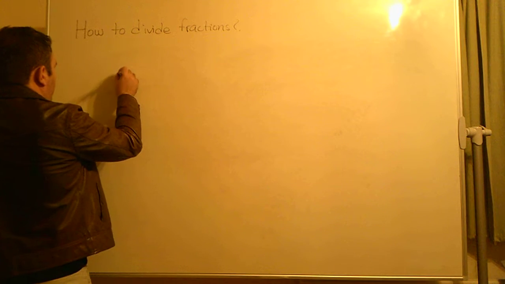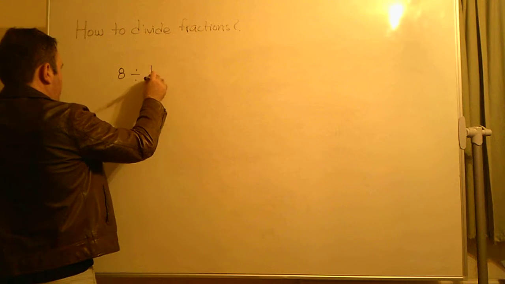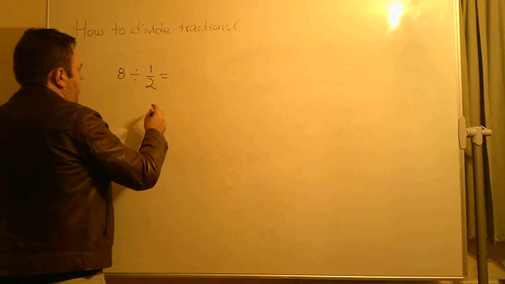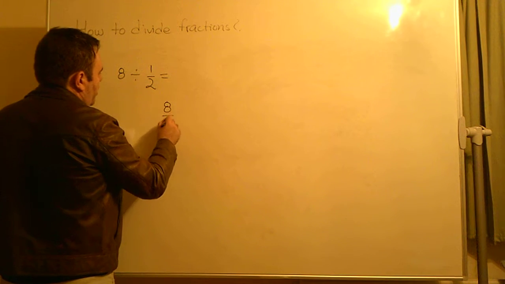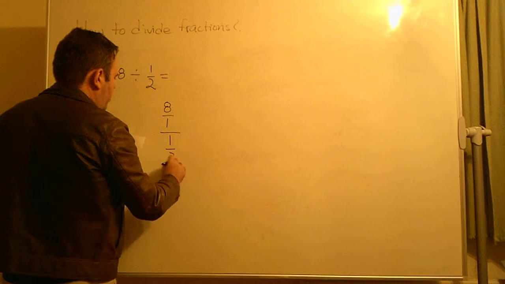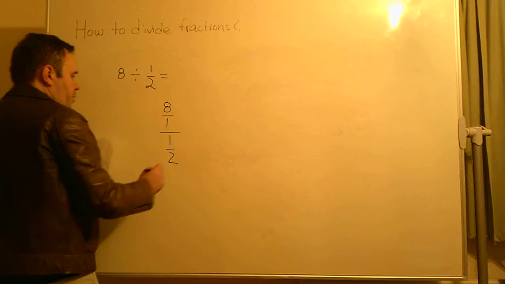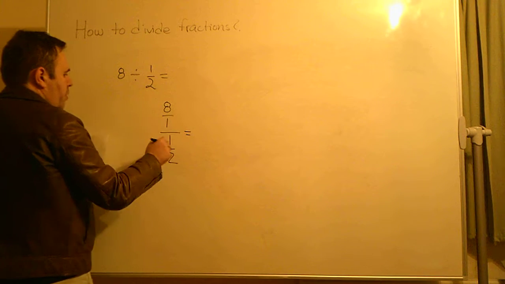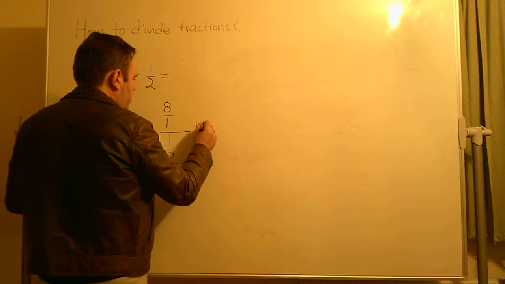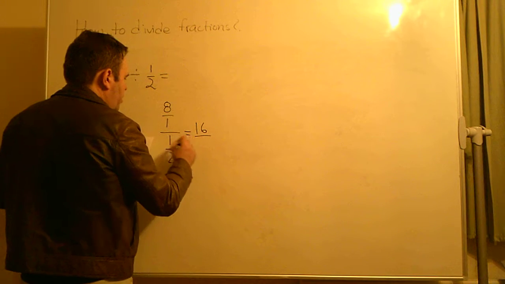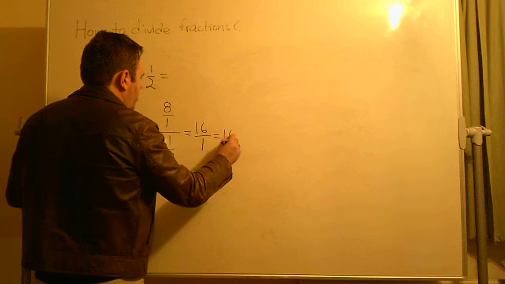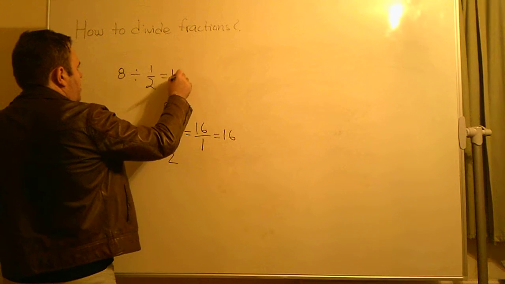Another example, 8 divided by 1/2, it's a very simple one. 8 divided by 1, and then we have 1/2 here, as usual. So 8 times 2 is 16, and 1 times 1, 1. So the final result is 16.